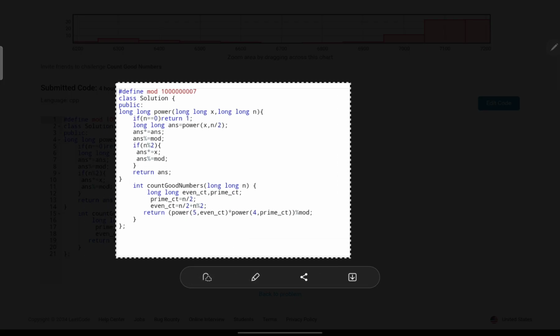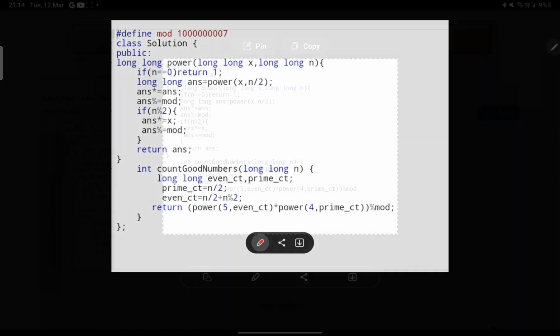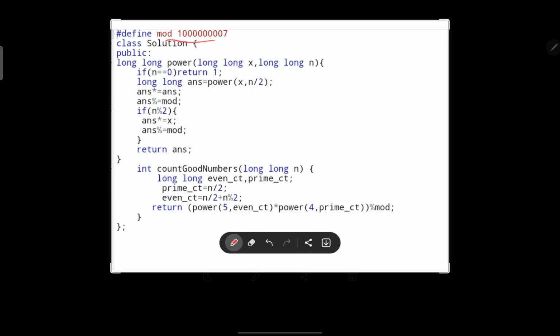Let us see the code of the question. First, a mod is taken, 10 to the power 9 plus 7, for the power function. Before this, the even count and prime count variables are taken. Prime count is n by 2, and even count is n by 2 plus n modulo 2. This is done because the prime count is used at odd indices. Here 5, the number of even numbers, is passed as x along with the even count, and 4 prime numbers along with the prime count. Modulo mod is done because the question asks for it.